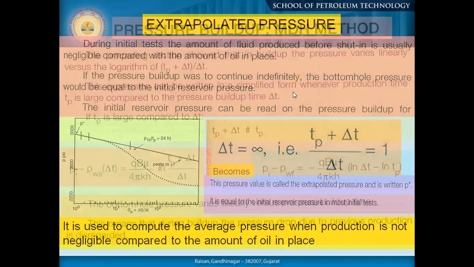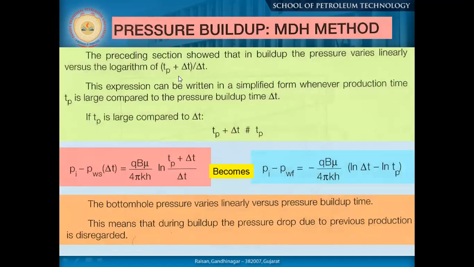Okay, so what is the MDH plot? The MDH plot is more or less similar, but we are now changing a bit. So here, TP plus del T is equal to TP. That means the expression is in the simplified form whenever the production time TP is large compared to the pressure build-up time del T. Del T may be 1 day, maybe 24 hours, 48 hours or 72 hours, but sometimes it is not reaching. So in that case, your TP plus del T is considered to be TP. Okay, so now you are changing your formulation, the same Horner formulation, into this form.